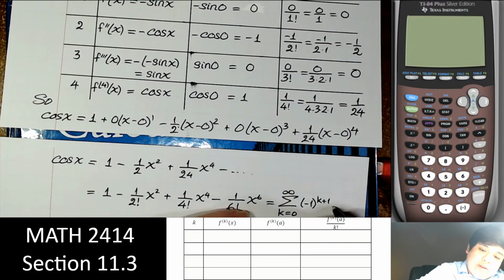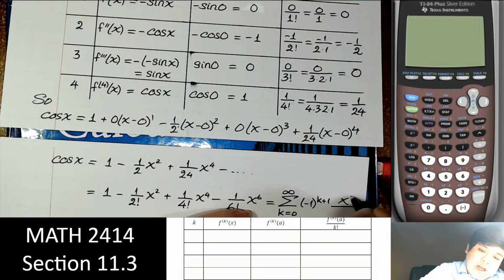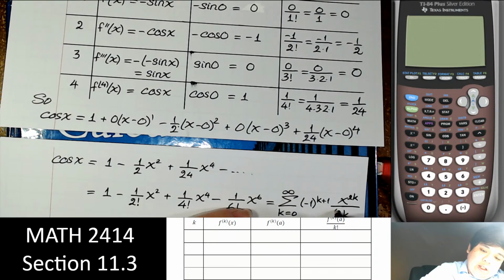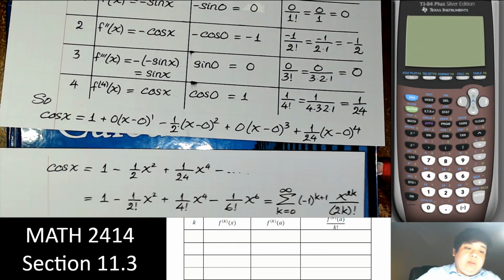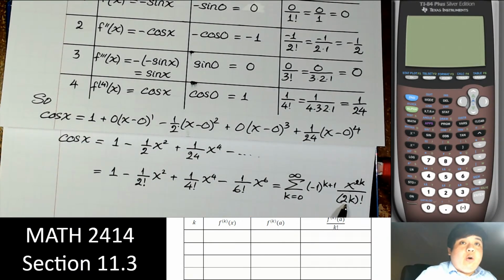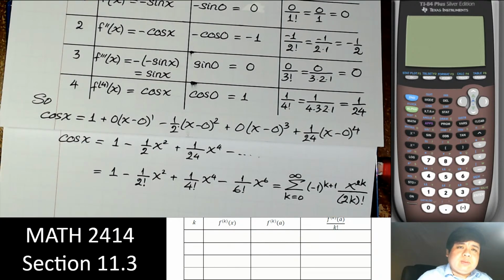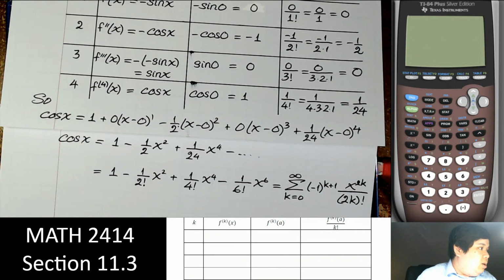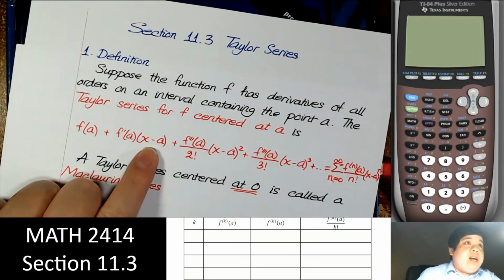And if we put things together into a power series, we only have x to the 2k over 2k factorial, because all of the powers have to be even. Now, if you remember back in trigonometry or pre-calculus, that is the Taylor series.